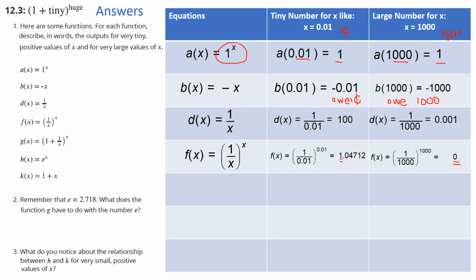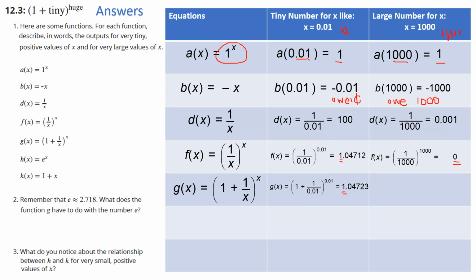This function g of x is very similar, so 1 plus 1 over x to the power of x. If I were to plug in a very small number like a penny, so 1 plus 1 over 0.01 to the 0.01 power, you end up getting, check this out, an answer that is almost the exact same thing, meaning that if you plug in a very small number, your answer is going to get very close to 1.